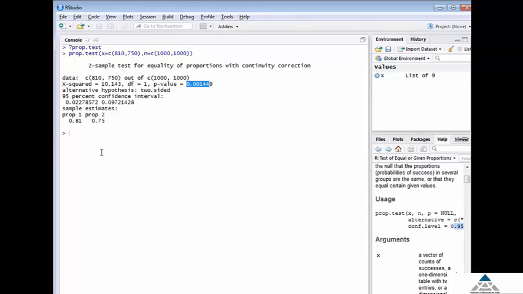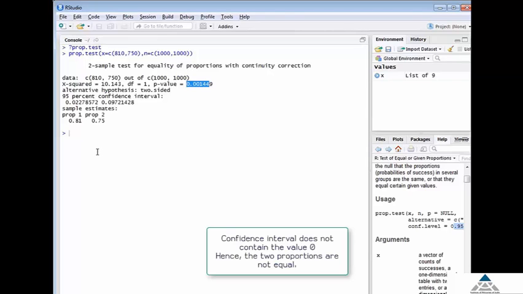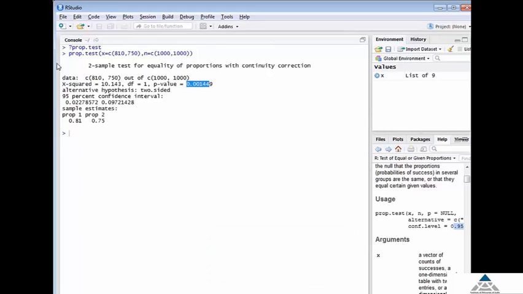We also have the confidence interval in front of us, which is 0.02279 to 0.09721. We can see that the interval does not contain the value 0, which again tells us that the two proportions are not equal to one another. Lastly, we have the sample proportions for both the groups as 0.81 and 0.75 as we had seen earlier. Thus, we can safely conclude that the null hypothesis is rejected in this case.